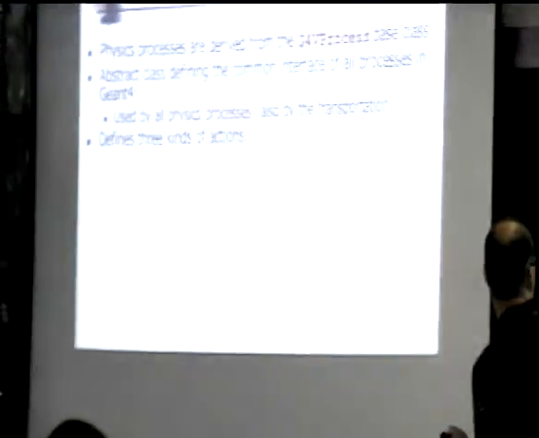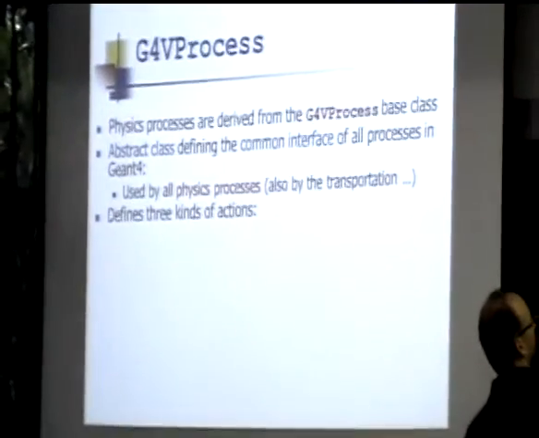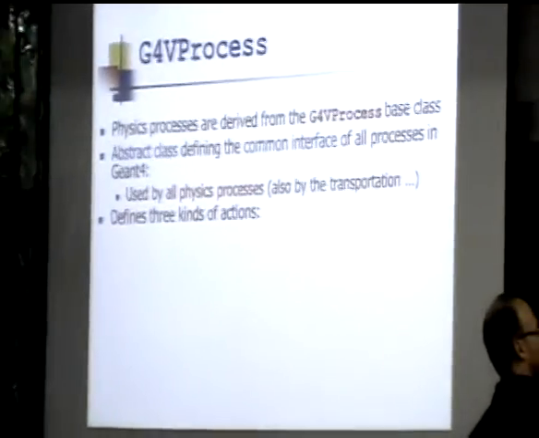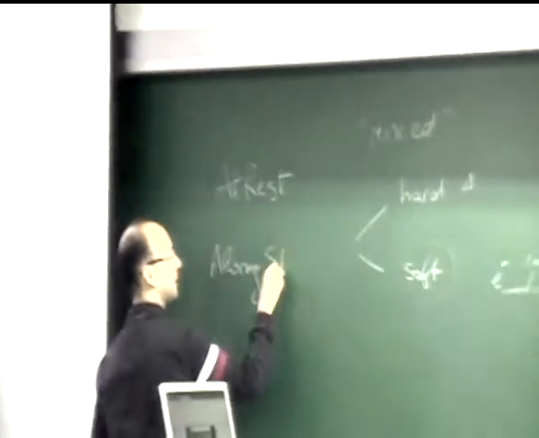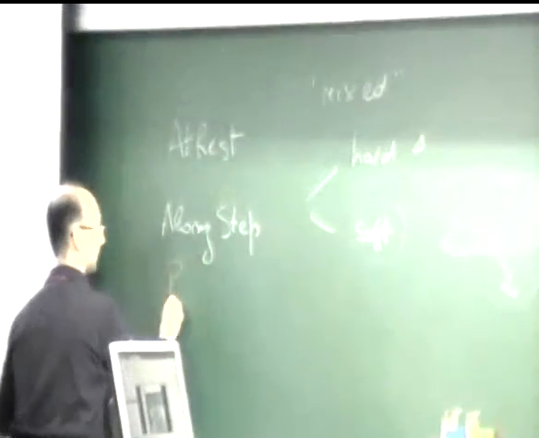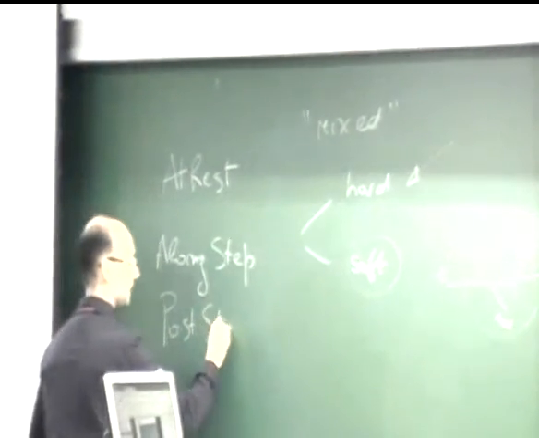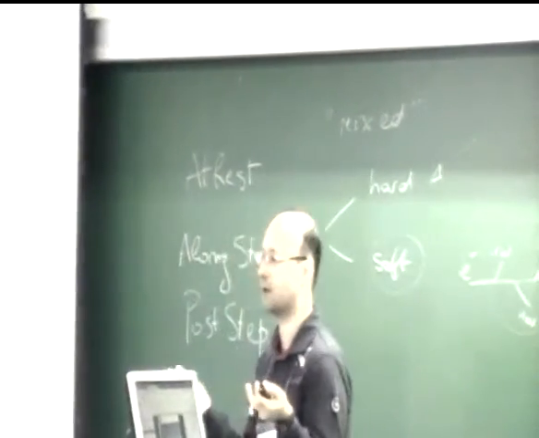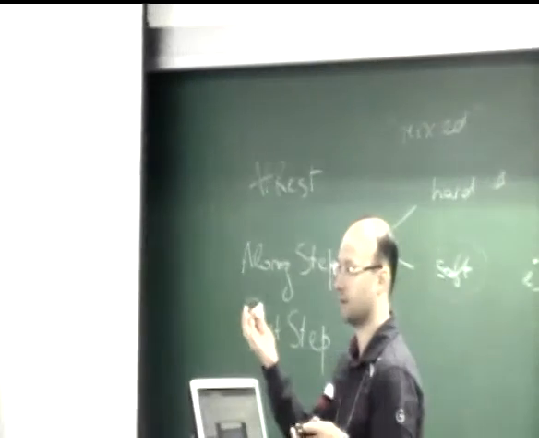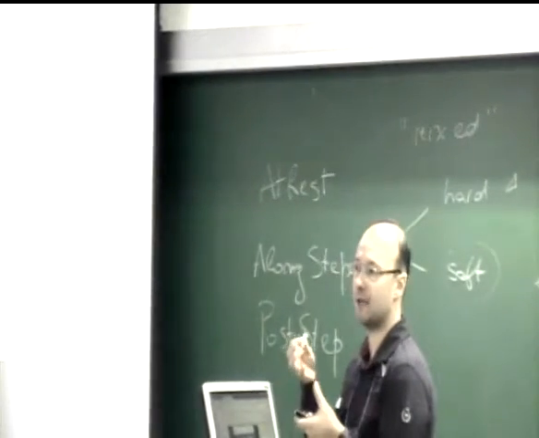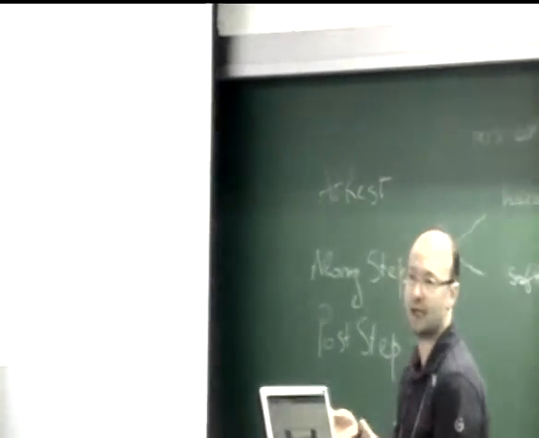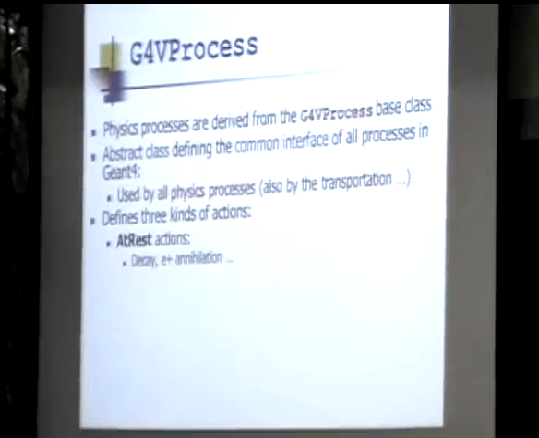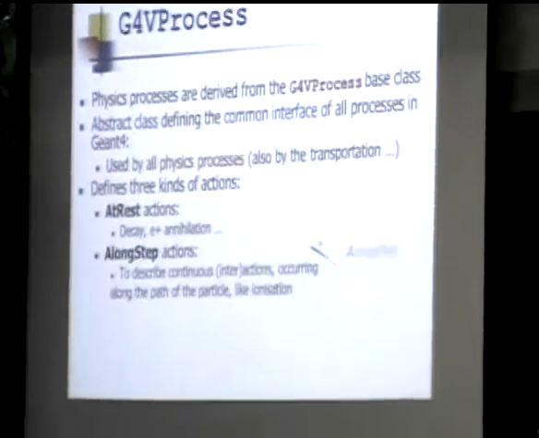So the general way of Geant4 is to divide the process in 3 parts, 3 actions, the so-called at rest, along step, and post step. The first one, at rest, is what happens to a particle when it is idle, so stopped. This can be a decay, this can be a positron annihilation, this can be a capture.